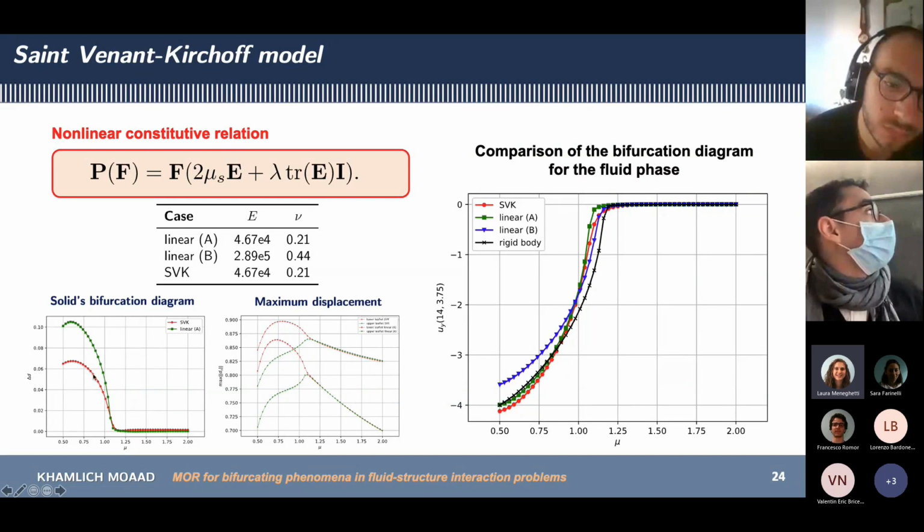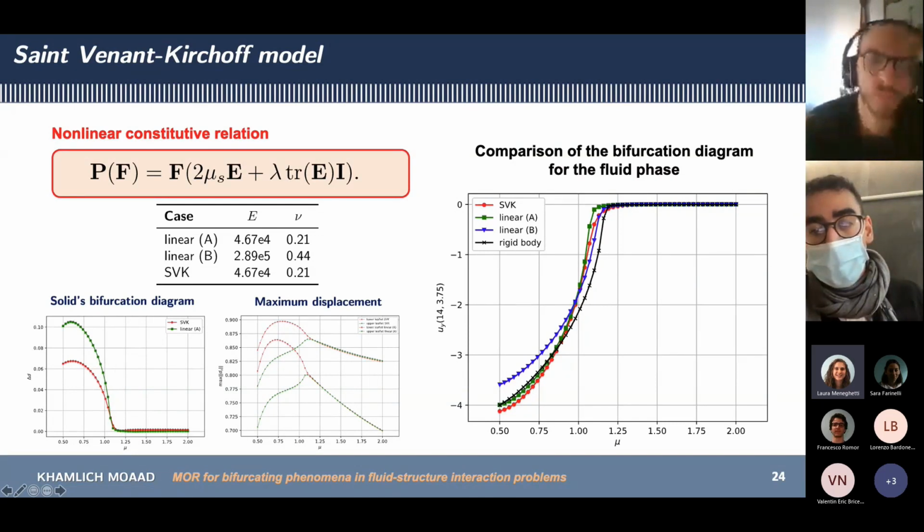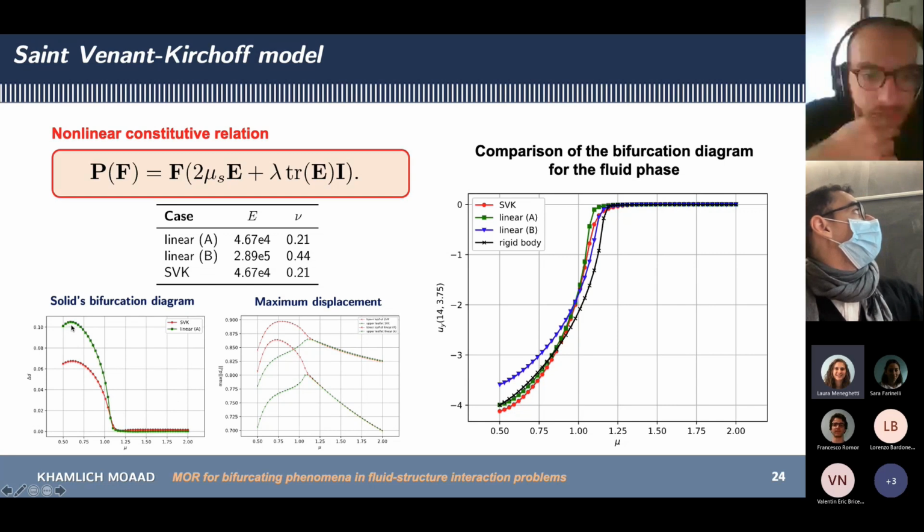However, the linear model responds in an amplified manner to the bifurcation. So here we have the bifurcation diagram for the solid phase for the linear model, whereas the red one is the same diagram but for the SVK model.